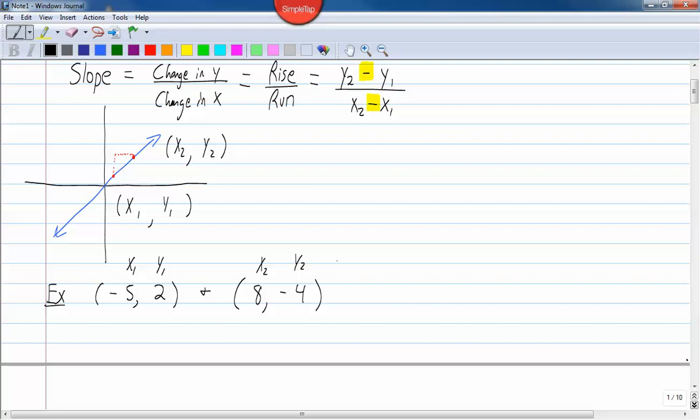Alright. And now if I follow this formula up here for the slope, then my slope is equal to y sub 2, that's negative 4, minus y sub 1, that's 2, over x sub 2, that's 8, minus x sub 1, negative 5. So negative 4 minus 2 is negative 6. 8 minus negative 5, or 8 plus 5, is 13. So my slope is negative 6/13.